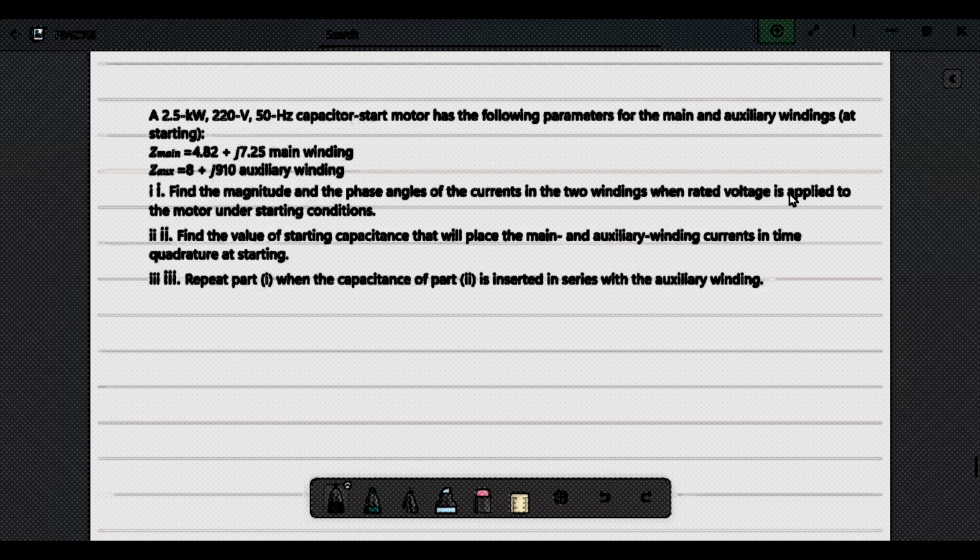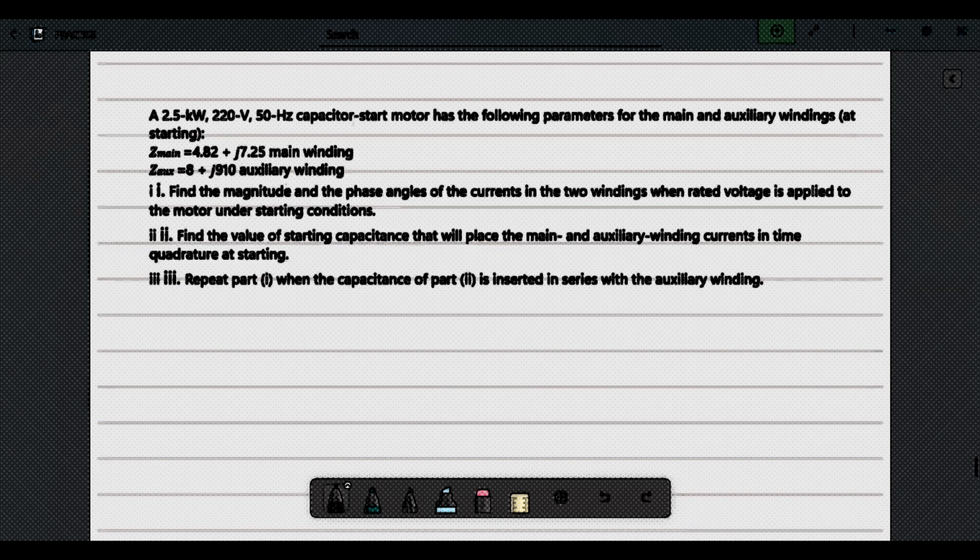Okay, so we have our second problem on a single phase induction motor. The problem reads: a 2.5 kilowatt, 220 volts, 50 hertz capacitor start motor has the following parameters for the main and auxiliary windings at starting. The main impedance is denoted as ZM.